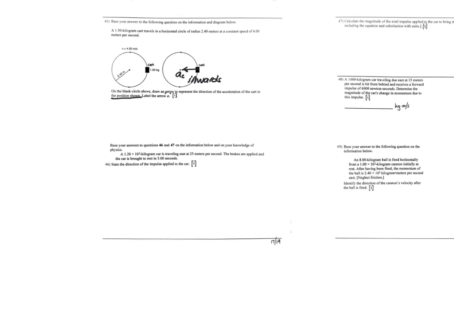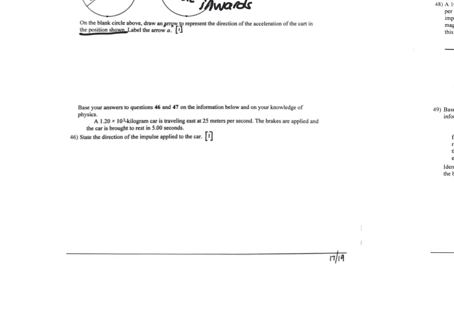46 and 47. So things we know about 46 and 47, we have the mass is 1,200 kilograms for our car, and it's going east at 25 meters per second. The initial velocity is 25 meters per second east, and it's brought to rest in 5 seconds. And then 46 wants to know the direction of the impulse applied.